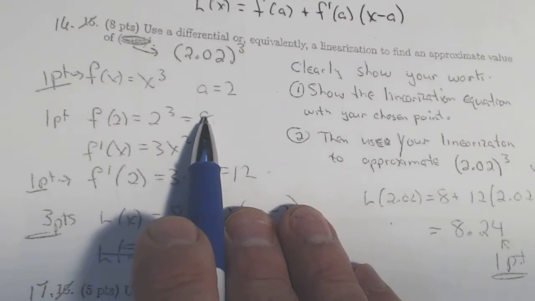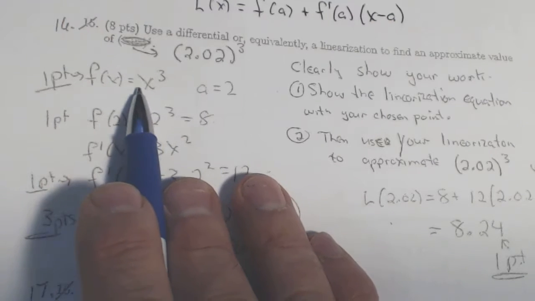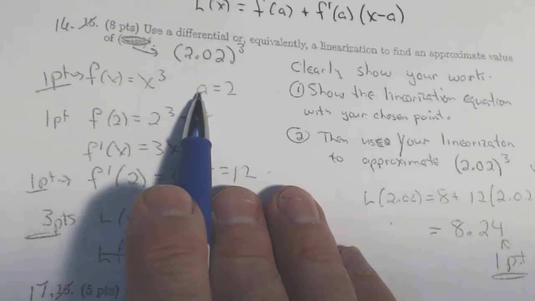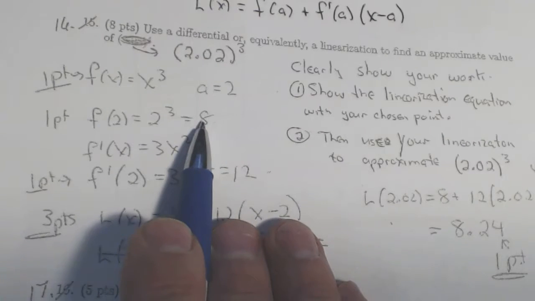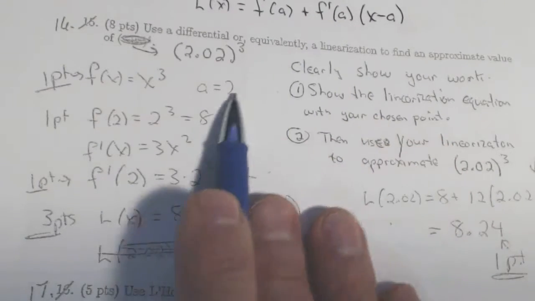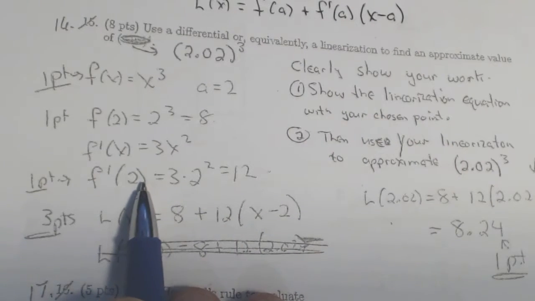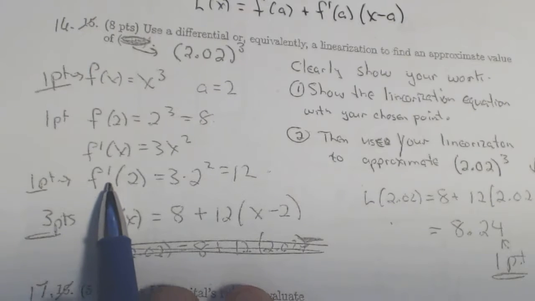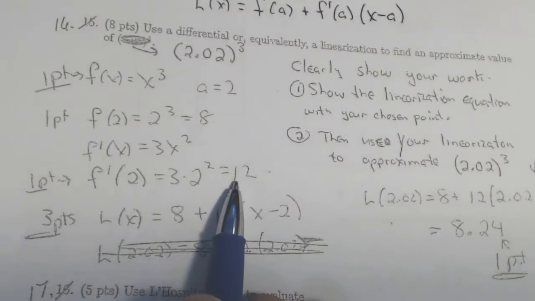Okay? And the function that I'm approximating on is the cubing function, and I've chosen my a to be 2, and that gave me the 8. So now we're going to go find the derivative at that point we chose. Show your work, please. This is f prime of x is 3x squared, so f prime of 2 is 3 times 2 squared, which is 12.